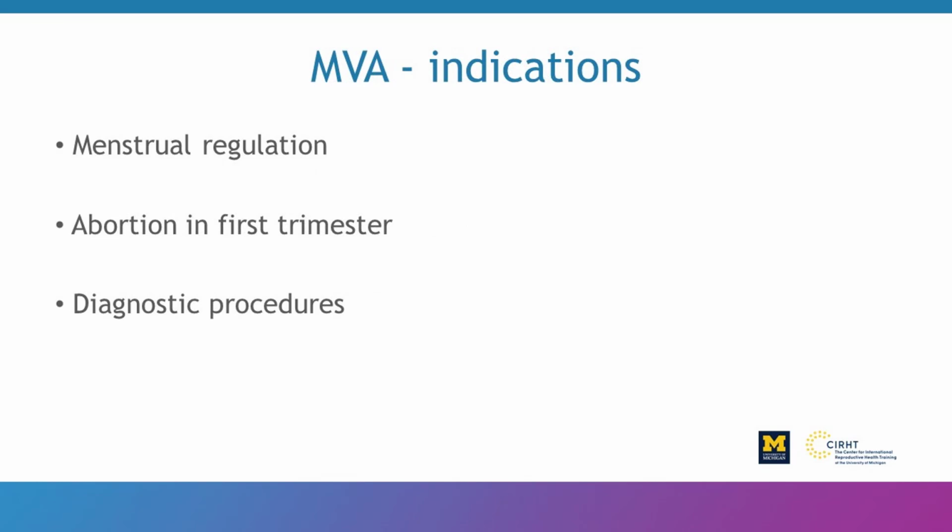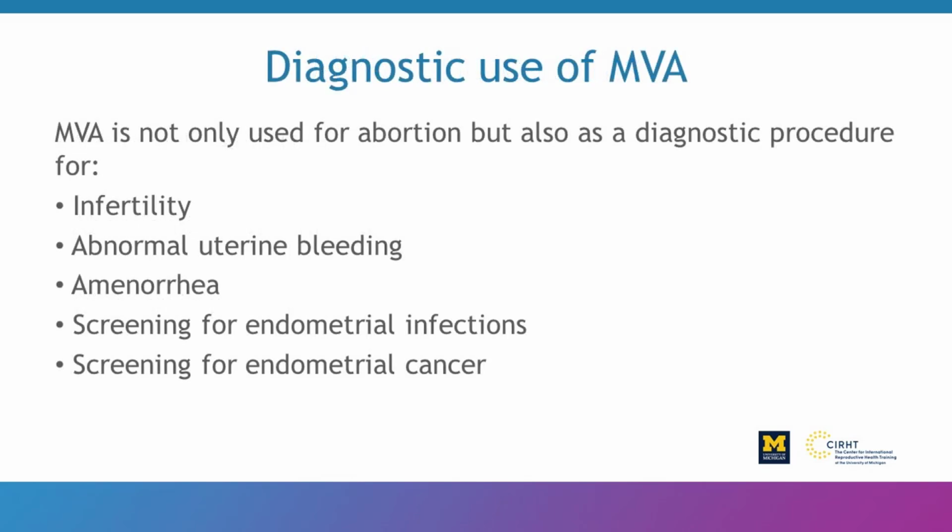So what are the indications? Manual vacuum aspiration has therapeutic as well as diagnostic uses. We use it for menstrual regulation, we use it for abortion in the first trimester, and we use it also for diagnostic procedures. We use it for infertility, so we can do endometrial dating, and we can use it in a woman who has abnormal uterine bleeding. We can take samples from the endometrial cavity. So this shows that MVA has both diagnostic as well as therapeutic purposes.